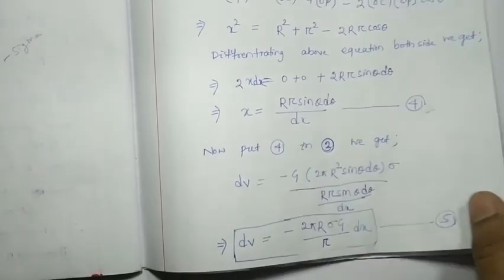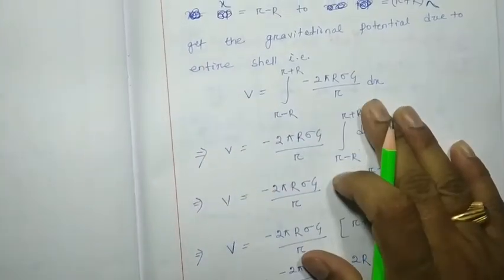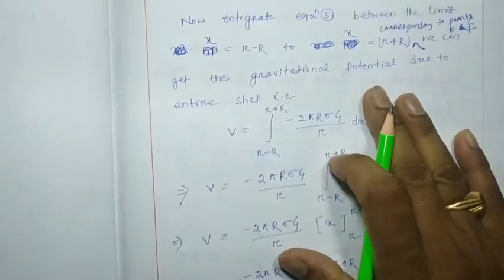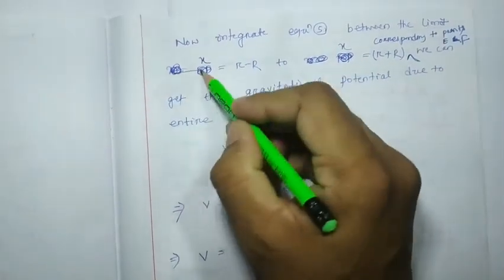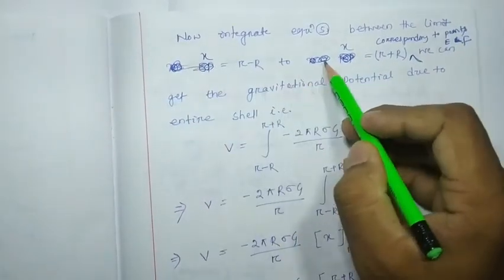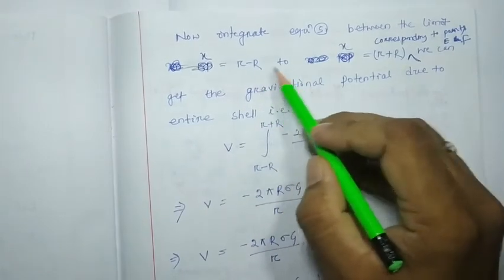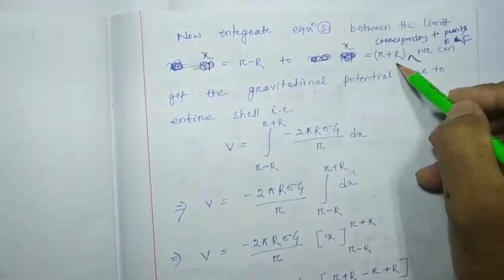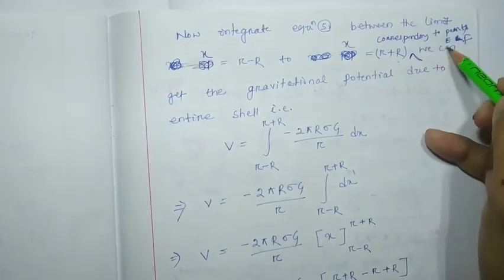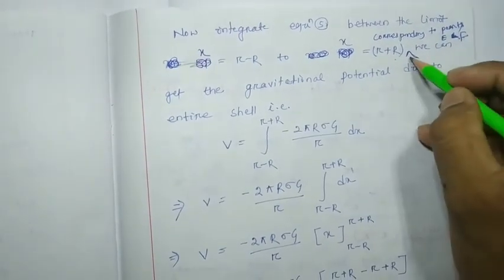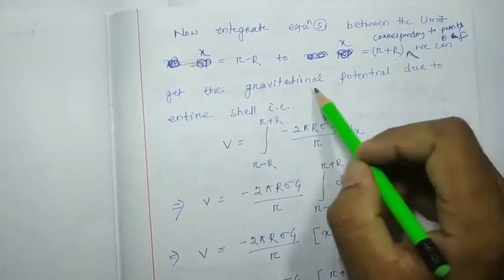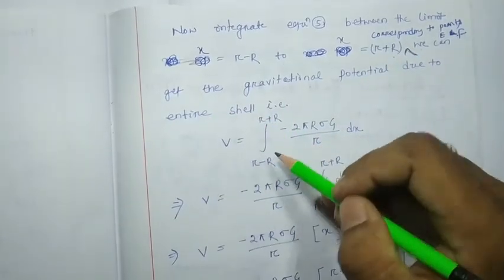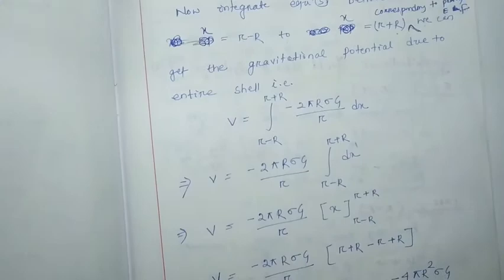Now we have to move to the next page. This page is most important, and we also have to understand the limits. Now integrate equation number 5 between the limits x equals R minus r to x equals R plus r, corresponding to points E and F. We can get the gravitational potential due to the entire shell. How is it? You just check.